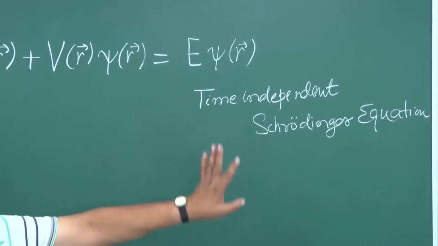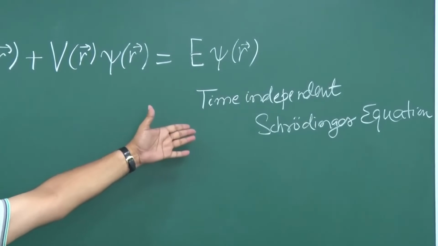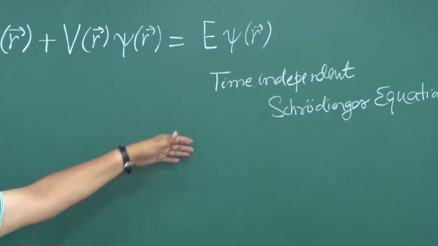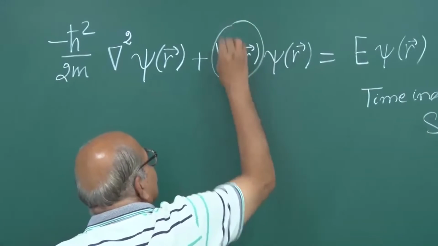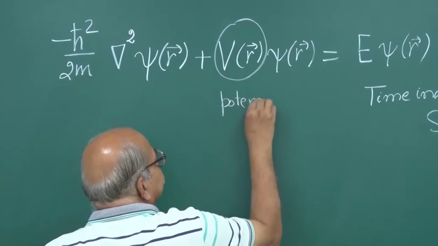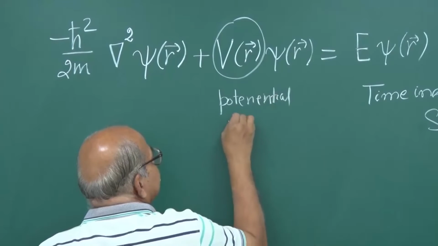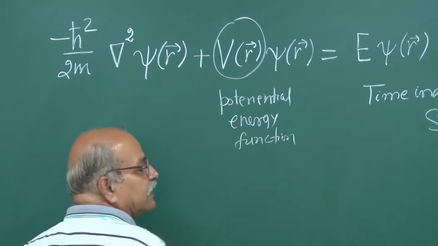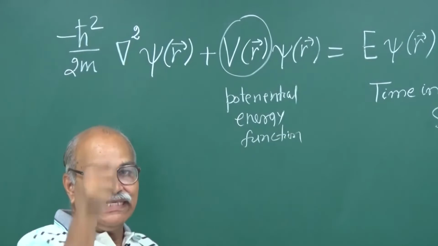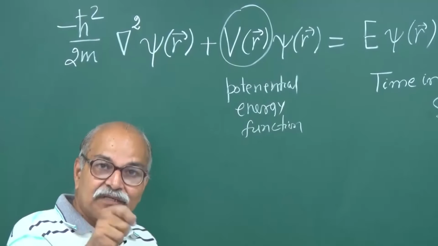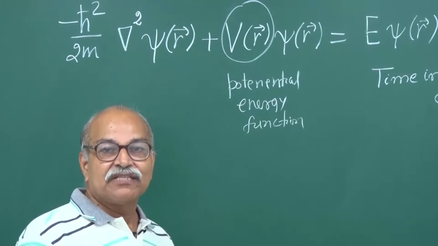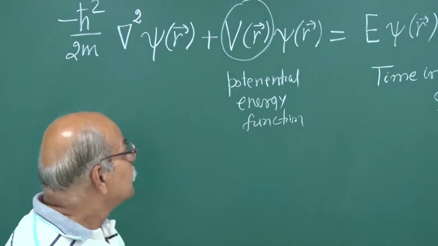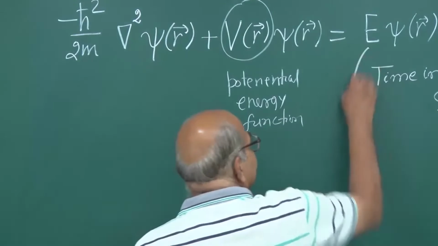So that means there must be a time dependent Schrodinger equation also, and there is, but I won't be talking about that. So this is known as the time independent Schrodinger equation, and here is the potential energy function. Like in the Coulomb hydrogen atom case, this was e squared over 4 pi epsilon naught r. r you can write as square root of x squared plus y squared plus z squared if you are using Cartesian coordinates, or r if you are using spherical coordinates. So this is the potential energy function, and this is the total energy we are looking for.